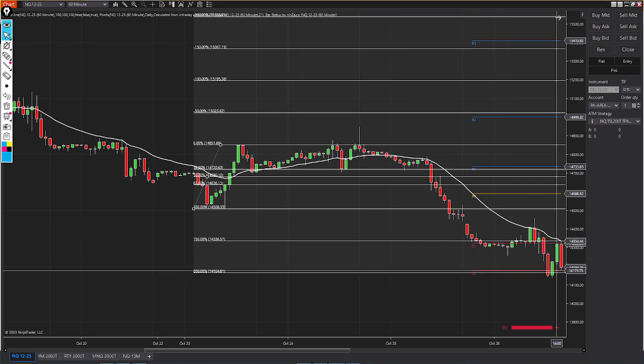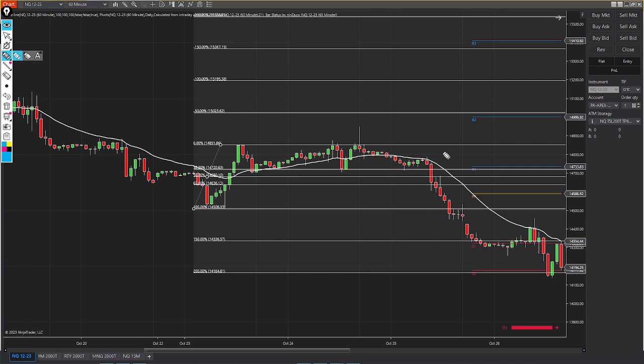Okay, now you do have a reversal, and this is no longer valid because one thing I noticed, the further price moves away from the range, the less accurate it gets, and you have to redraw the leading indicator. So let's redraw this thing.